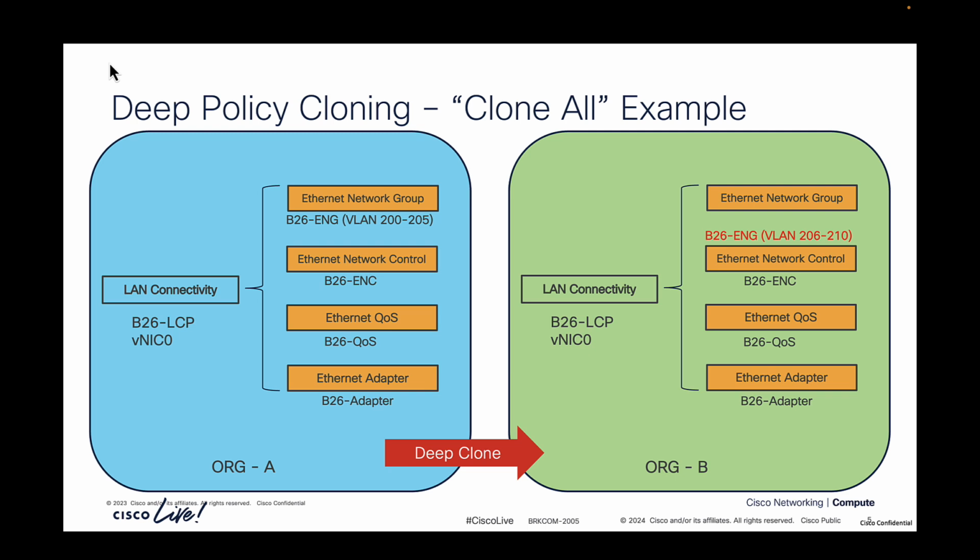But since I chose to clone all, then what happens is that Bravo 26-ENG from the source org, okay, automatically gets cloned over and we change the name. We put an underscore clone on the policy name. And you can actually delineate what suffix gets added. But you can see that we're using the original VLAN policy with the original settings. So that hopefully helps explain the two different behaviors of deep policy cloning.